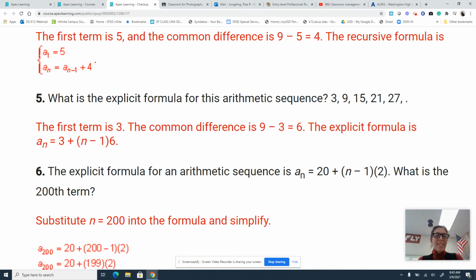2 minus 1 is 1. And then take that times 6. I'm adding 1 six. So see how this 9 right there, I'm adding 1 six. Whereas on this 15, I'm adding 2 sixes, which is 12, right? So there's the 3 plus the 12. These are explicit formulas, okay?